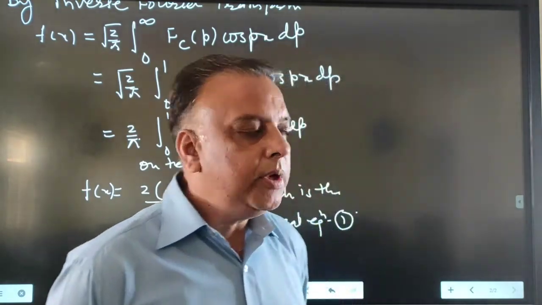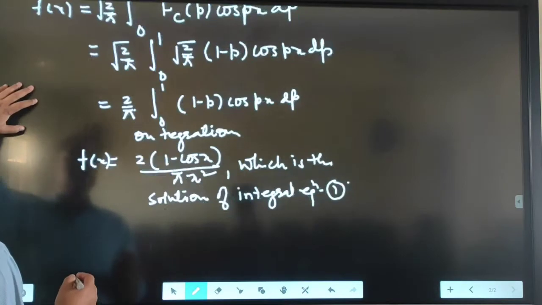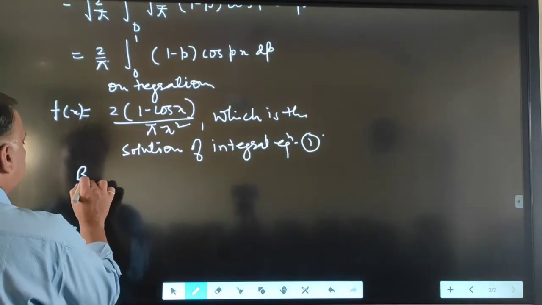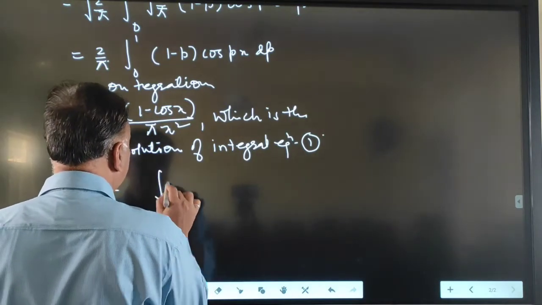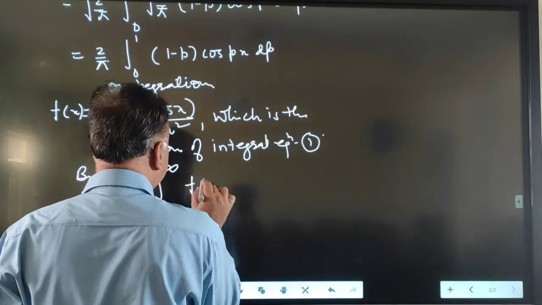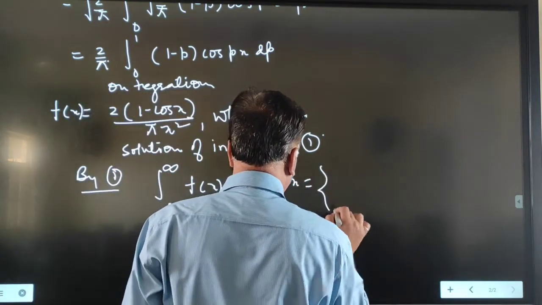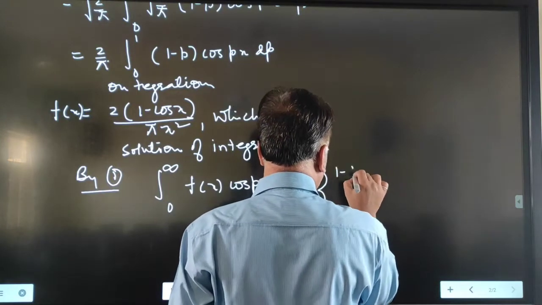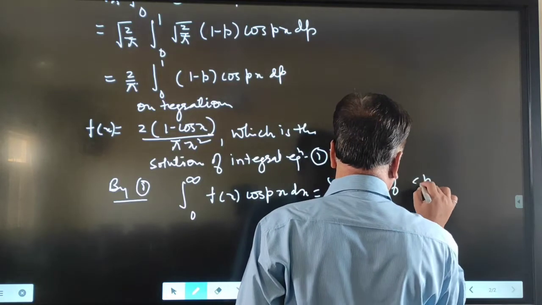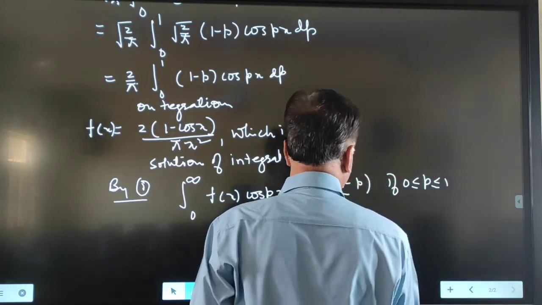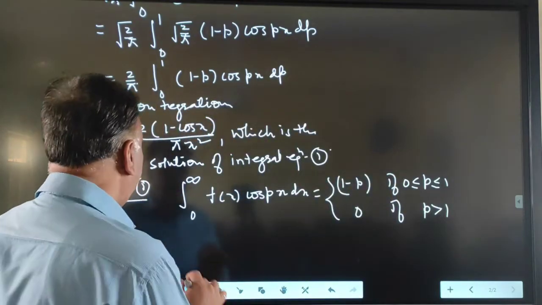Now secondly, we have to deduce the result. So this result can be deduced from this function. The equation first was given as integral 0 to infinity f(x) cos px dx is equal to 1 minus p if p lies between 0 and 1, and it is 0 if p is greater than 1. It was the equation first.